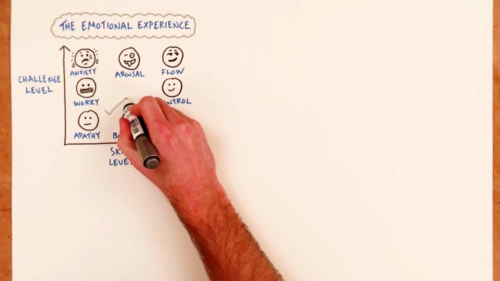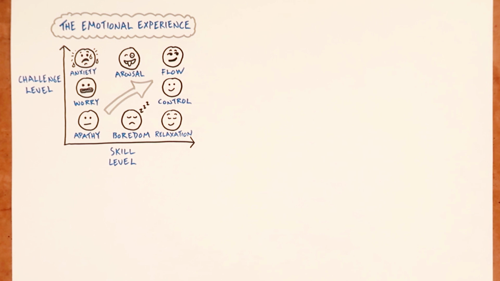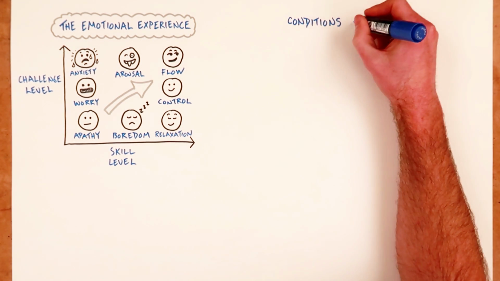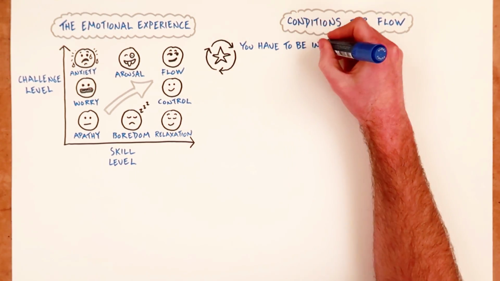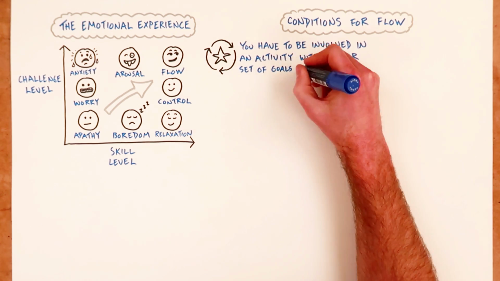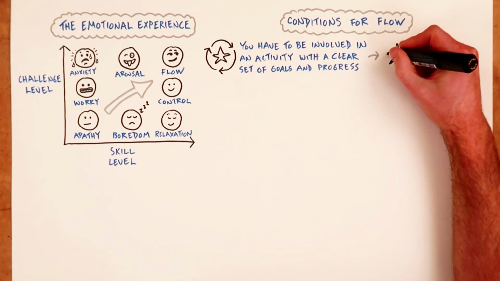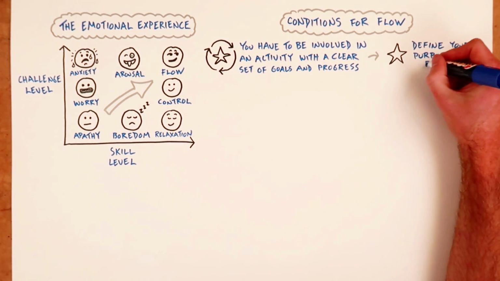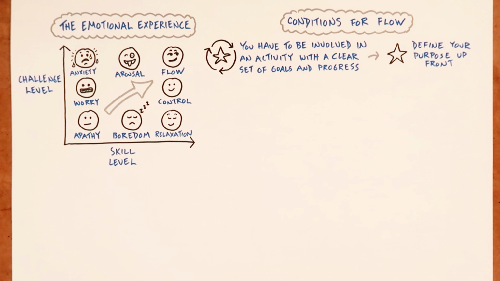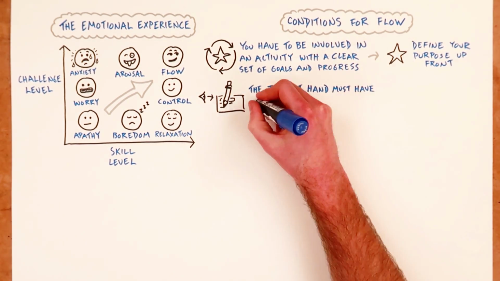As you gain experience as a visual note taker, the general trend you should seek is toward that place of flow. So let's look at the conditions that are required for it to occur. The first is this: you have to be involved in an activity with a clear set of goals and progress. As a sketchnoter, you have to start by clarifying for yourself why you're about to capture these ideas. You need to define your purpose up front so that you know what your goal is and you can tell when you're making progress.